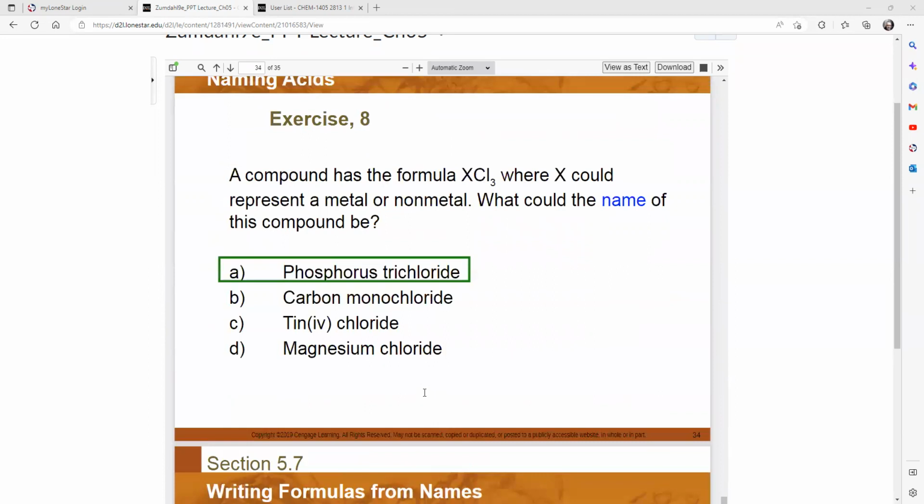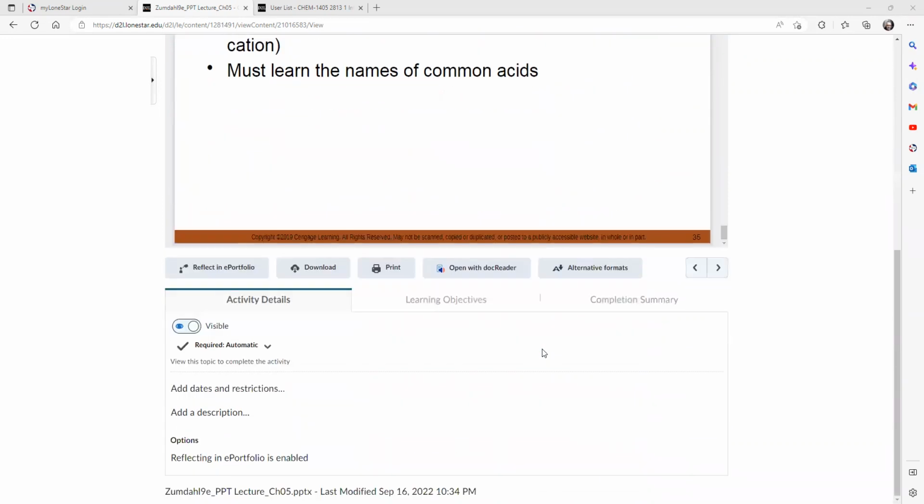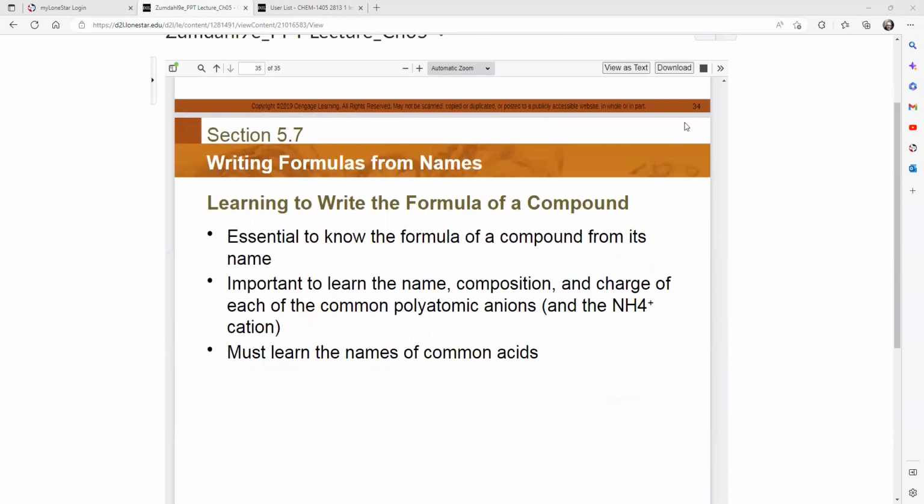You have an exercise, and here, let's see, learning to write the formula of a compound. It is essential to know the formula of a compound from its name. It is important to learn the name, the composition, and charge of each of the common polyatomic ions and the ammonium cation. And also, you must learn the names of common acids. Okay, that's all for today. If you have any doubt, don't hesitate to call me, please.